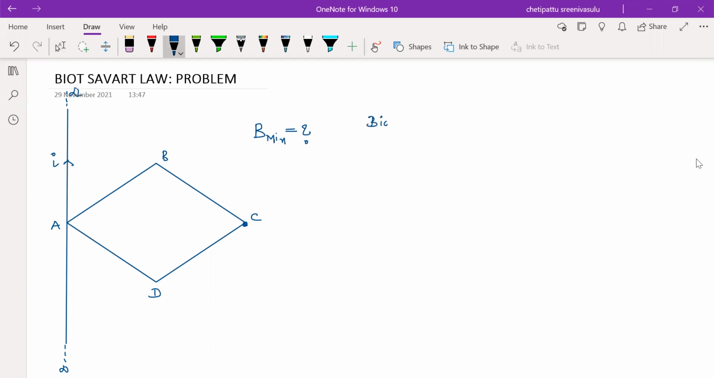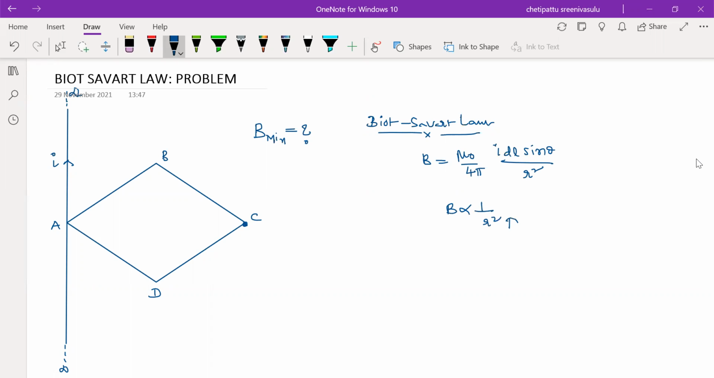Look at here. Biot-Savart's law, what does it say? B equals mu naught upon 4 pi, I dl sin theta upon r square. B is inversely proportional to r square.